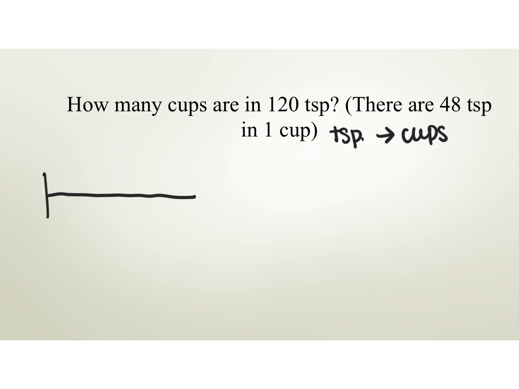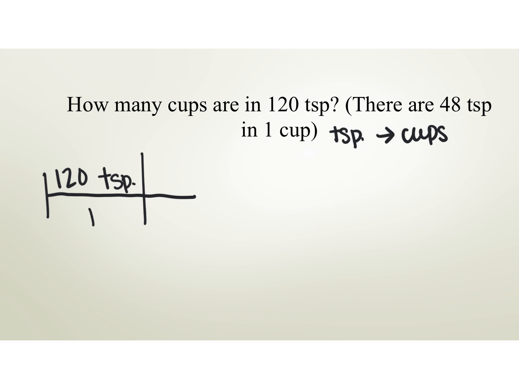All right, what number are you going to start with? Okay, you're going to start with 120. You are always going to start with the number in the actual word problem. So we're going to start with 120 teaspoons. And then there's 48 teaspoons for every 1 cup.